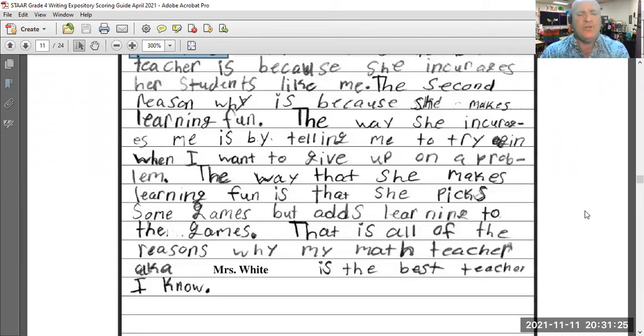Why is my math teacher a chemist? The best teacher I know. That was already restated. So what we would call that is leftovers. And so one of the many reasons this paper stayed a 2, a 70, a C is because of the repetitious ending.